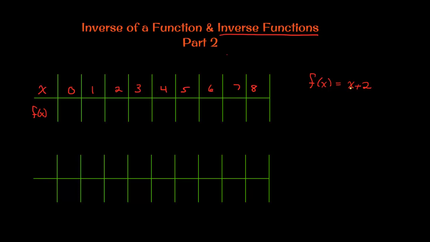Actually, let's make this fun. Let's make this 3x plus 2. If I let x be 1, we have 3 times 1, which is 3, plus 2, which is 5. For x equal to 2, we have 6 plus 2, which gives us 8. For 3, we have 11. For 4, we have 14. For 5, we have 17. For 6, we have 20. For 7, we have 23. And if we plugged in 8, we would get 26. So everything increases by a value of 3.